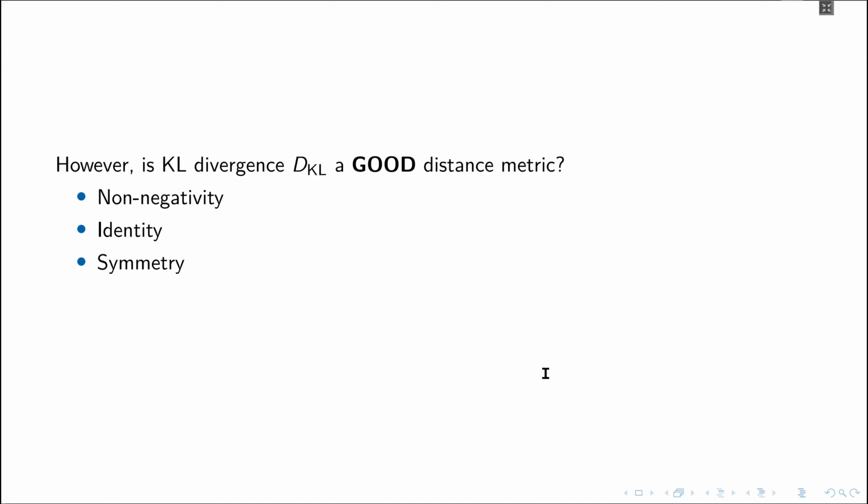What's more, is KL divergence a good distance metric? Let's look up if the KL divergence satisfies all of the properties. The first property is non-negativity.